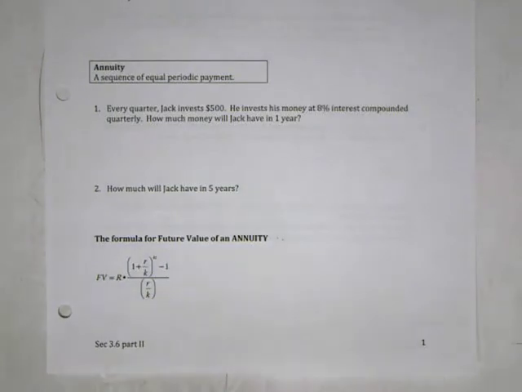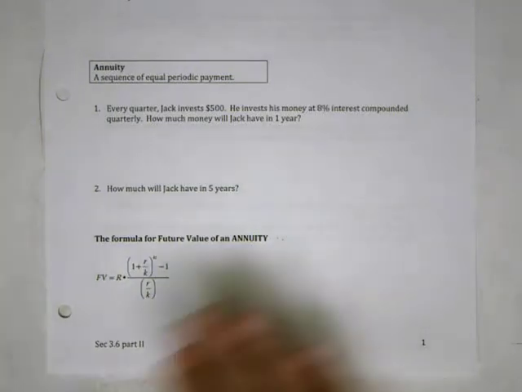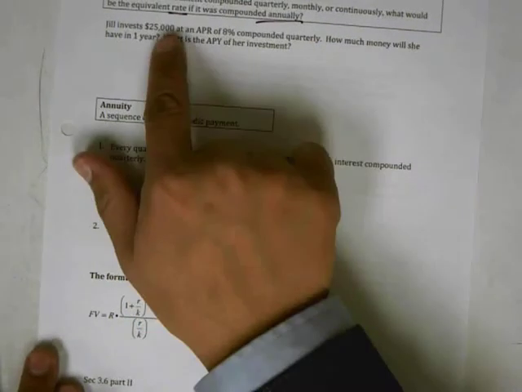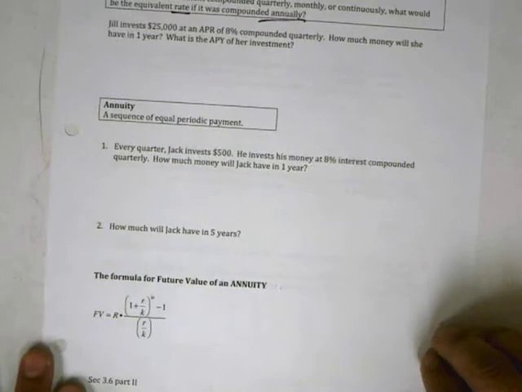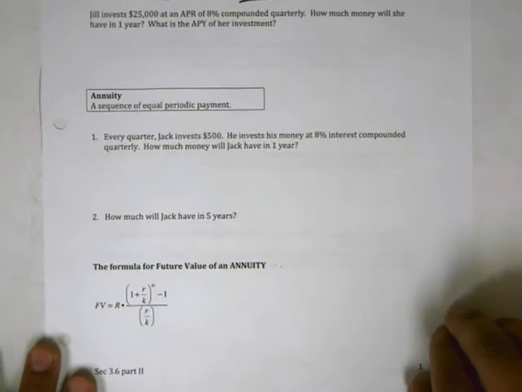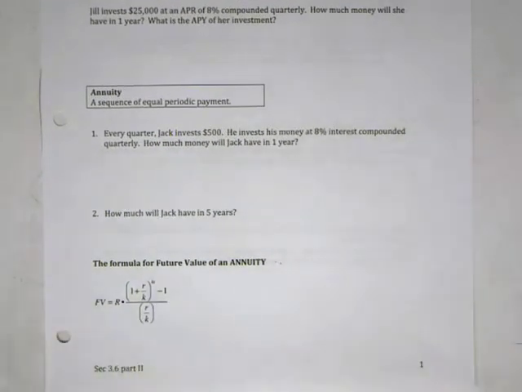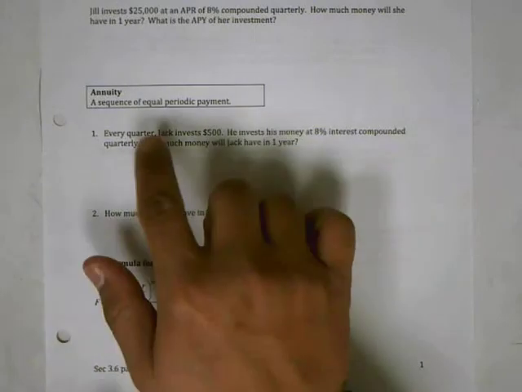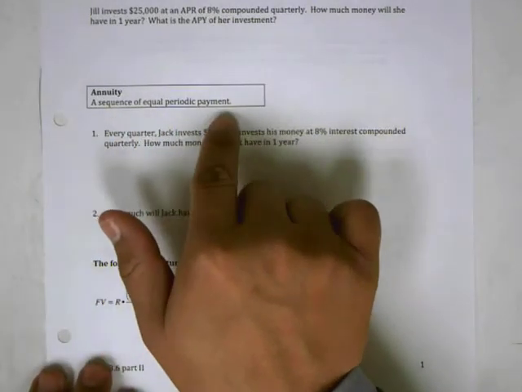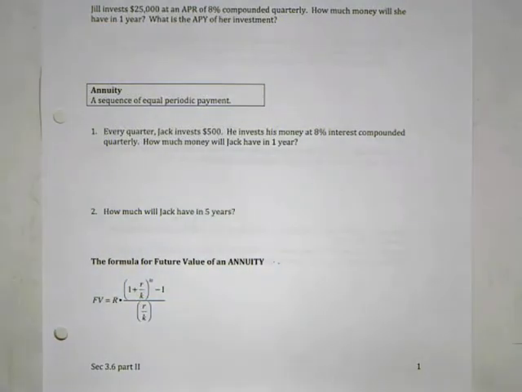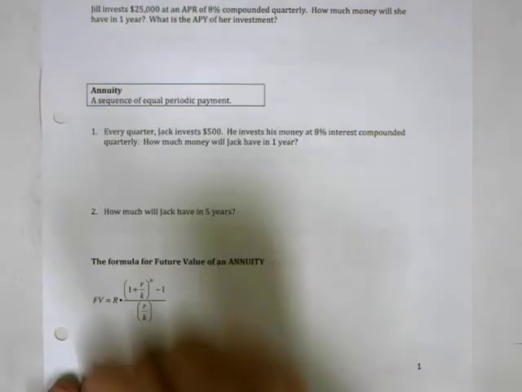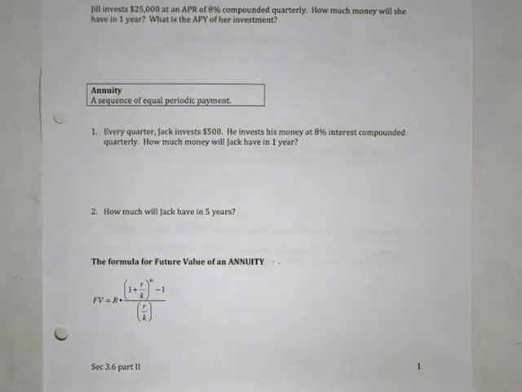In the previous video we talked about what happens if Jill invests $25,000 with an APR of 8%. Now in real life it is kind of difficult to just have $25,000 to invest. Most people don't have that kind of money laying around. So what actually happens is that you invest a little bit at a time, in other words, a sequence of equal periodic payments, instead of a large sum like $25,000. Okay, so let's look at this scenario.